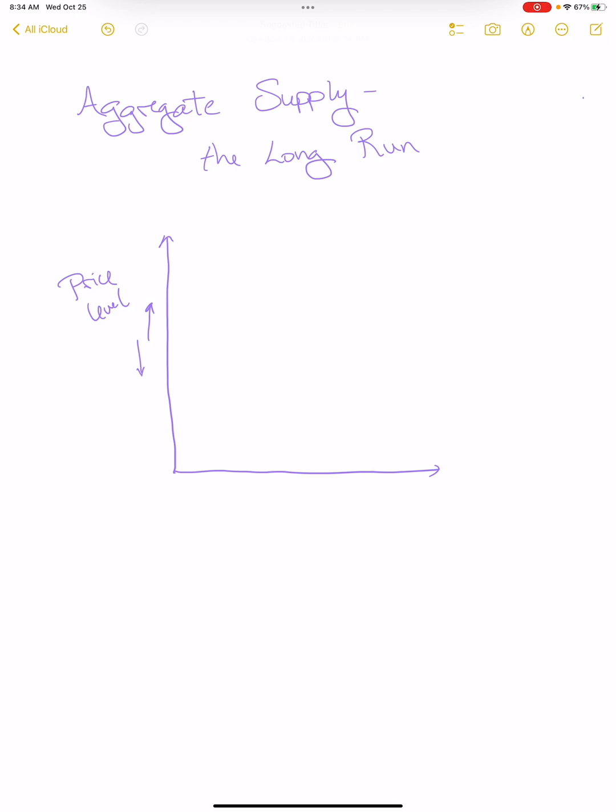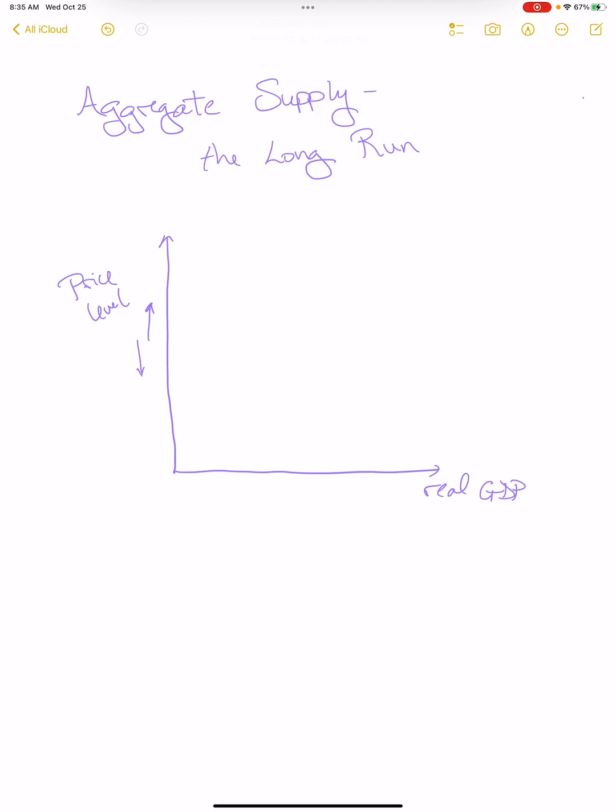The horizontal axis is measuring real GDP. Remember that one as well from Unit 1. This is the amount that we're producing, right? This is the value of the items we're producing, already having been adjusted for inflation. So that's the base of our model, and those are our 2 axes.